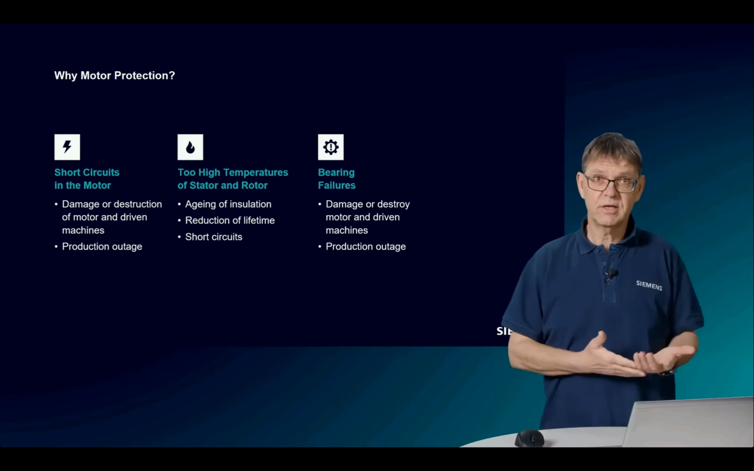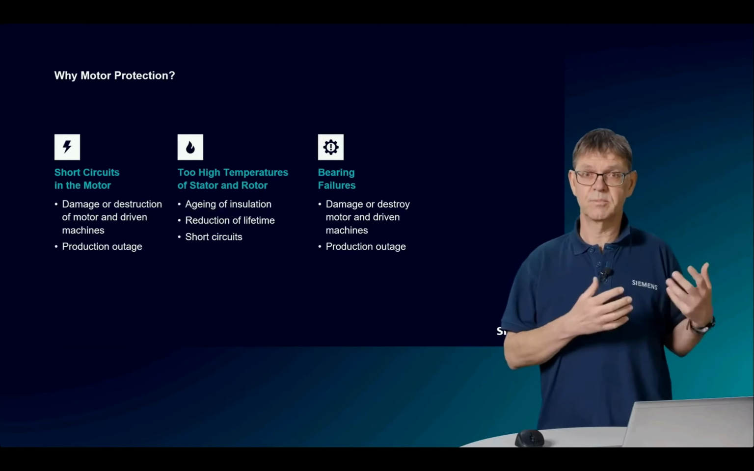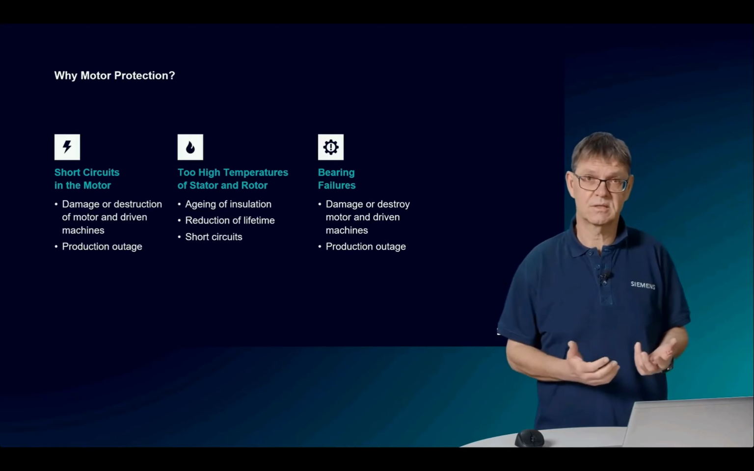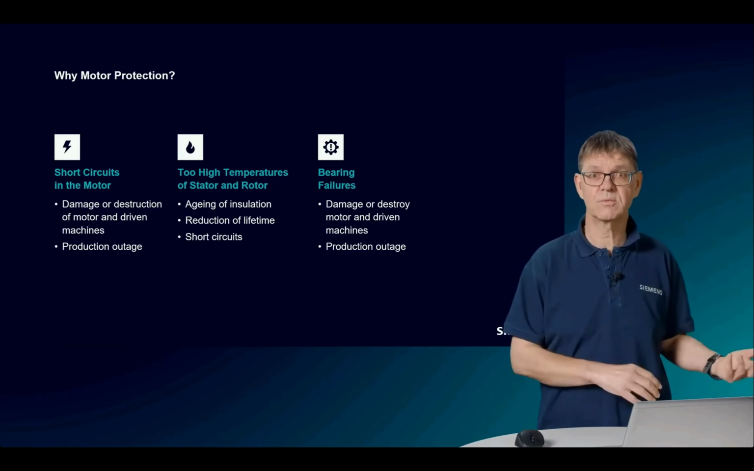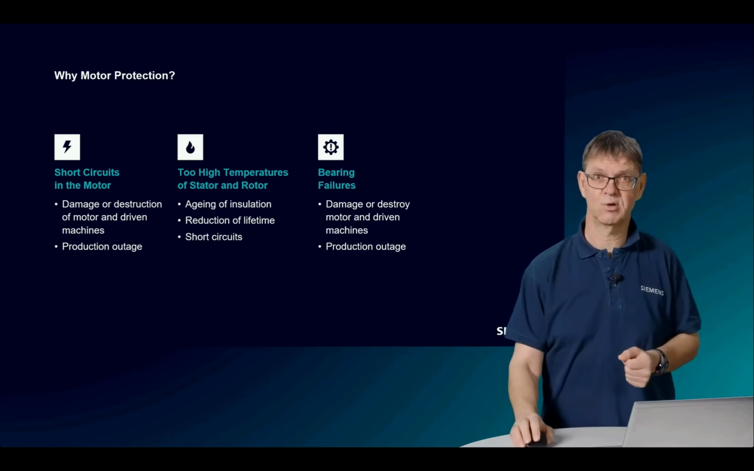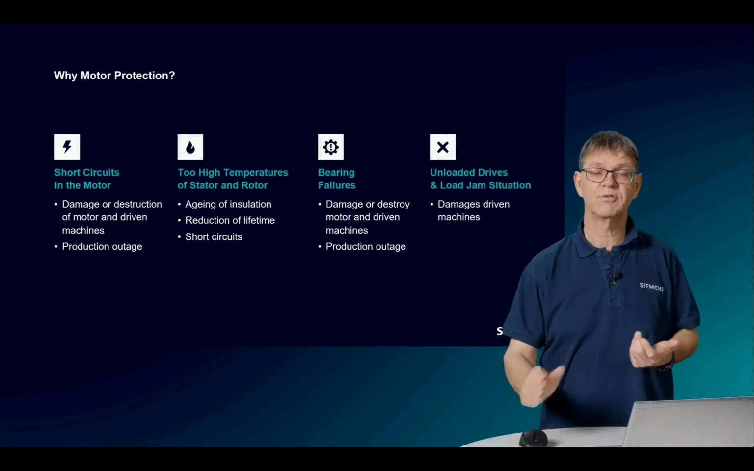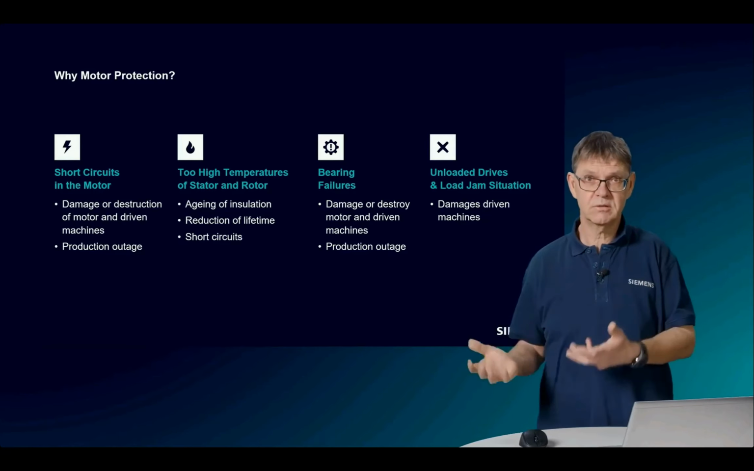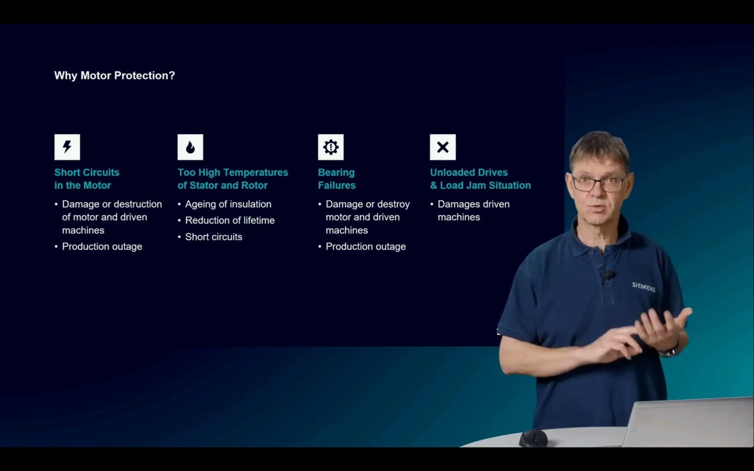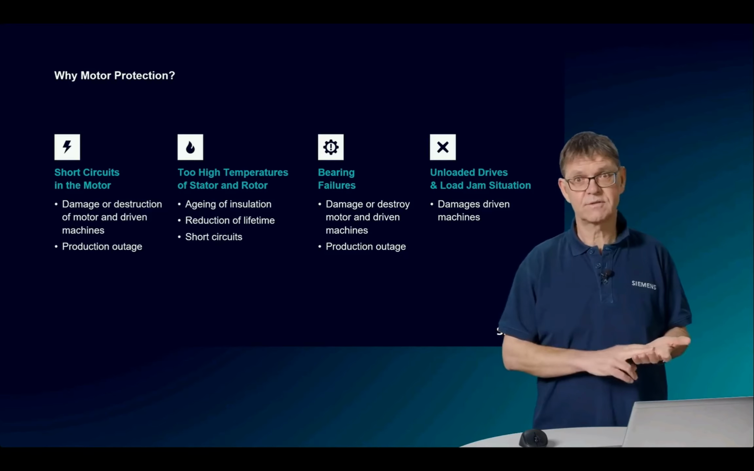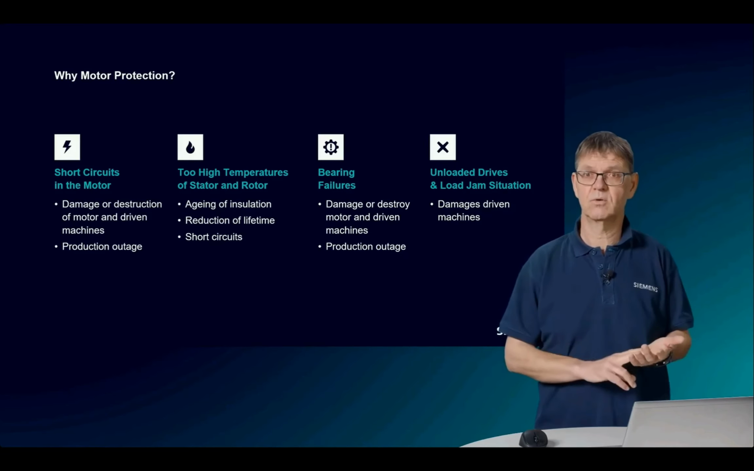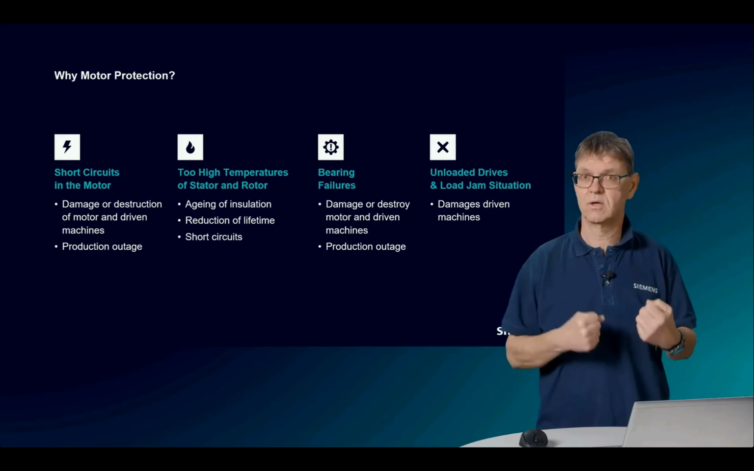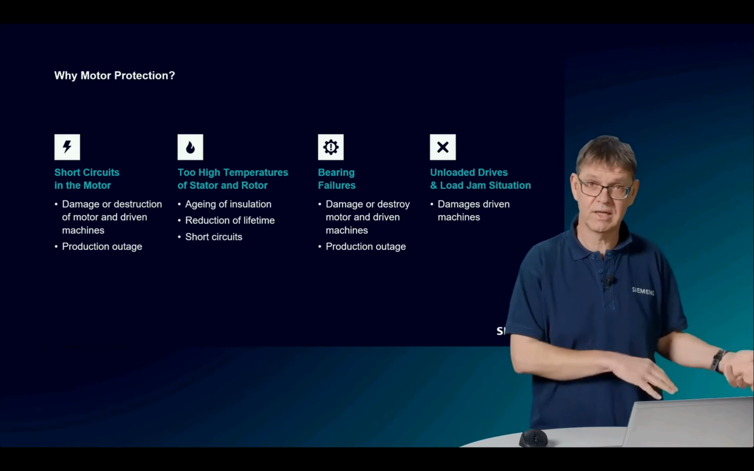Then bearing failures are one topic. Bearing failure can also damage or destroy the motor or the driven machines as well. Here we have a consequence, possibly a production outage. And finally, our SIPROTEC 5 protection relays help to protect the driven machine. There can be basically two cases: unloaded drives, where the machine gets hot, or a load jam situation where the rotor is blocked and the machine has a special stress, as well as the motor in that case.